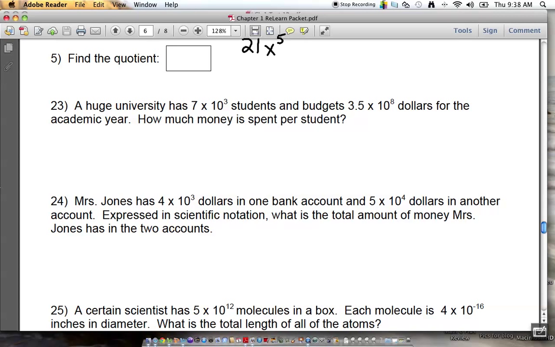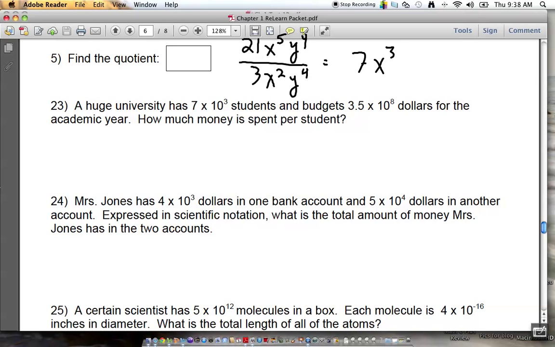Ready? 21 x to the 5th y to the fourth over 3x squared y to the fourth. Simplify that. Go ahead. In the back, by the microwave. Okay, what do you think? What does it equal? 7x to what? Third, and that's it.